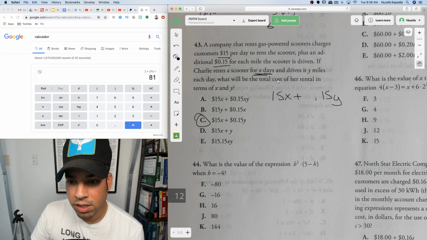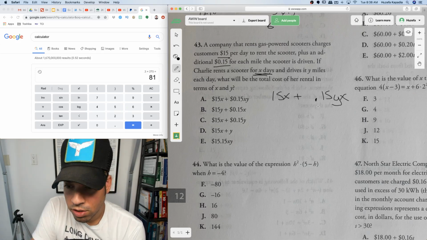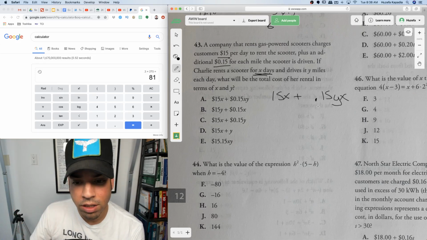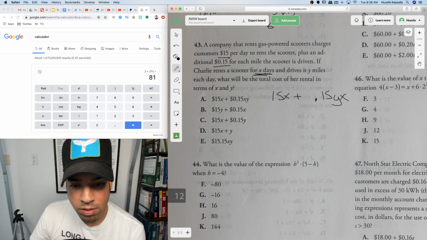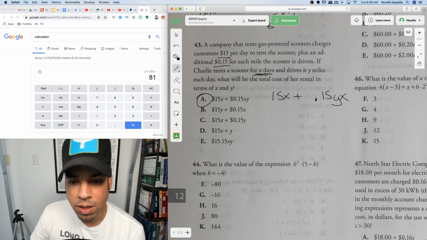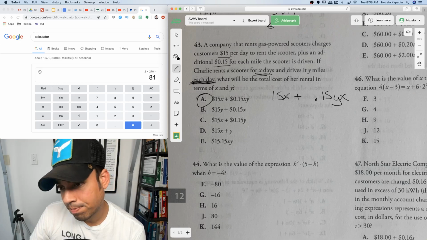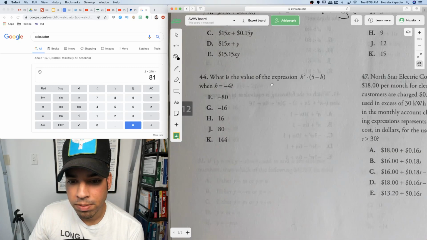If Charlie rents a scooter for X days and drives it Y miles each day, ooh. This is wrong. So this is right for the number of days, and then this times X, because it's 15 cents. And that's not the total miles they're saying. It's the miles he drives each day. That's really tricky. So it is actually this one. I thought that was totally off. It's like, why are they multiplying it again? But it's the very specific wording, drives Y miles each day. All right, so then that answers A.